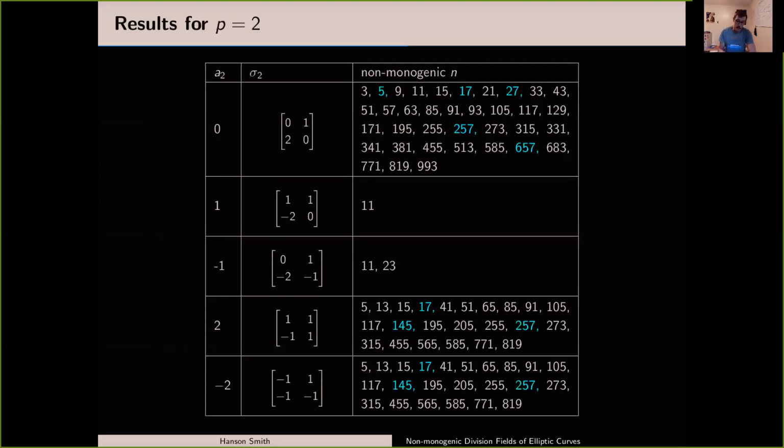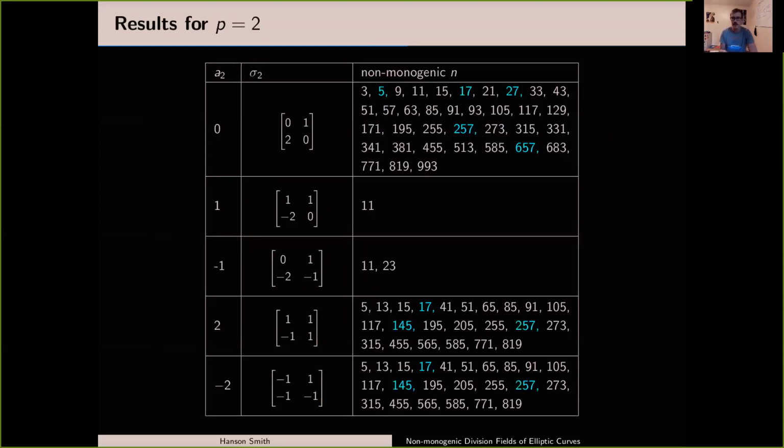And let's suppose that the mod 23 Galois representation is surjective. So the 23rd division field is as big as possible over Q. In that case, the 23rd division field is not monogenic over Q. And moreover, 2 is an essential discriminant divisor. So 2 is stopping me from being monogenic.